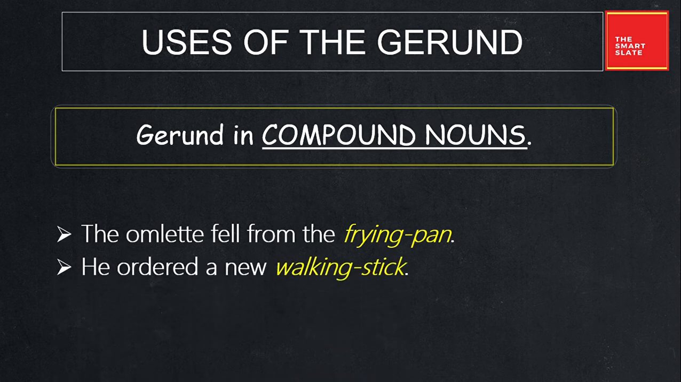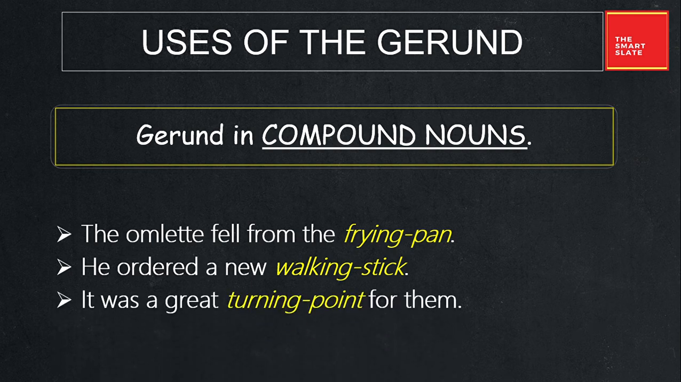He ordered a new walking stick. Walking stick is your compound noun, and the gerund here is walking. It was a great turning point for them. Again, turning point is a compound noun. But if I ask you to pick the gerund in this particular sentence, it would be turning. So you have the examples frying pan, walking stick, and turning point. I hope gerund in compound nouns is also clear. If you have any doubts, you can let us know in the comment section.